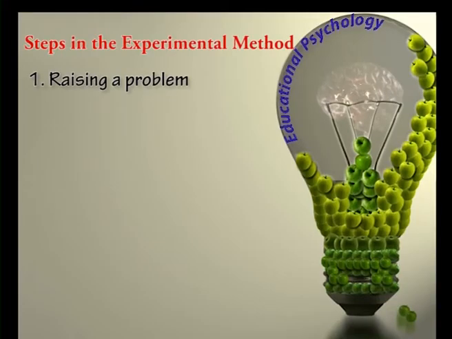Let's talk about the steps in the experimental method. Dear students, let's now look at some of the steps in the experimental method. First, raising a problem. In any experiment, the first step is to identify a problem. For example, it has been observed that the students cheat in the examination. To stop it, many recommend strict supervision. But it has also been seen that even when there is strict supervision, there is cheating. This problem may lead to experimentation.